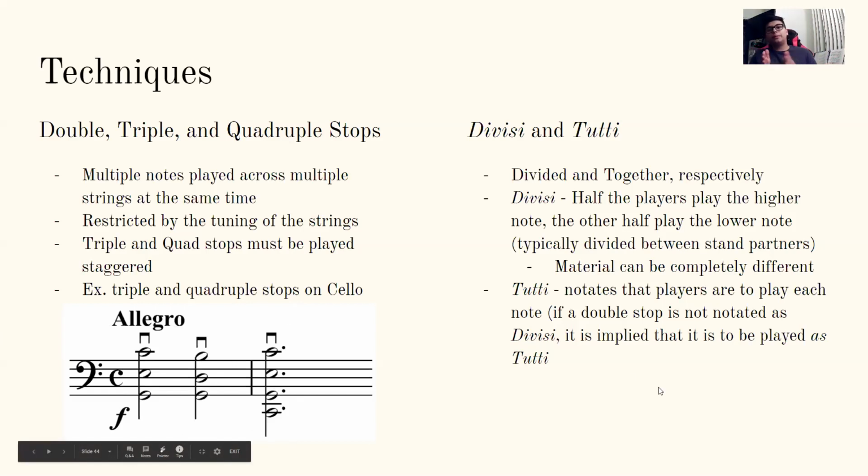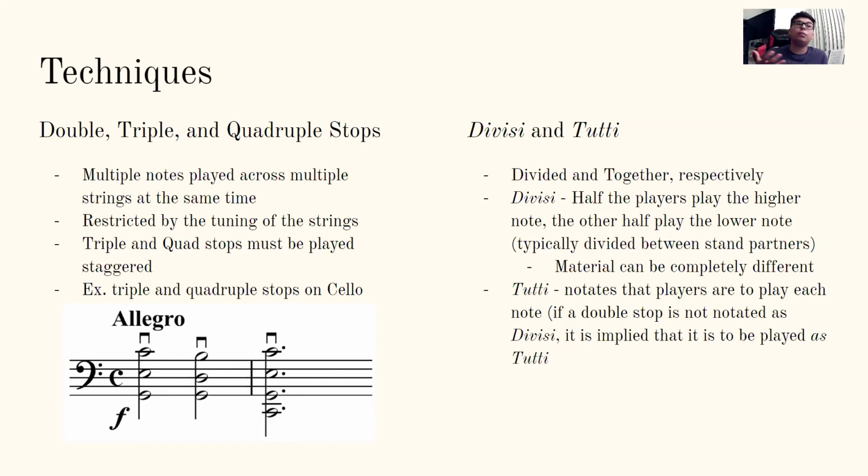You can also split sections themselves using divisi and tutti. So divisi means half the players will play a higher note and the other half will play a lower note. That way you can play those intervals that aren't possible on the stops. You can just divide the section in half and get them to play these different sections.